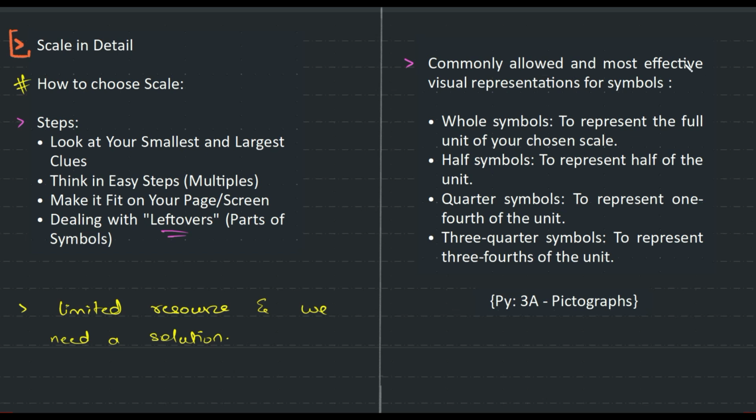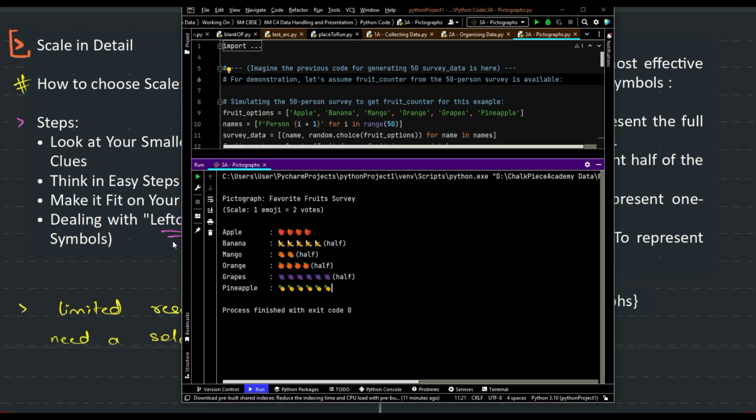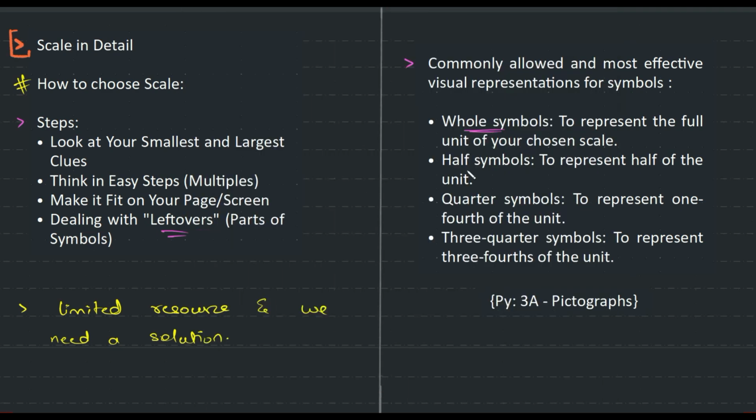The commonly allowed and most effective visual representation for symbols is whole symbols, like the one we are seeing over here. Half a symbol represents half of the unit. Again, we'll make use of it, then it will make sense. Then quarter symbols, 3/4 symbols. So these variations are allowed. Post that, few things are not allowed. It will make a lot of sense as and when we start with exercises, so don't think too much about it. But have a mental note about what we are dealing with, and put your thinking cap in that direction. We'll do a few examples, then it'll make sense.